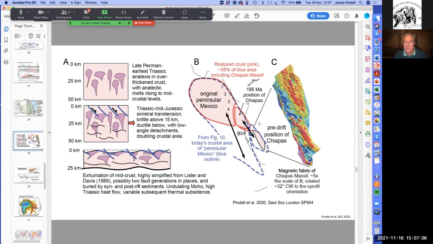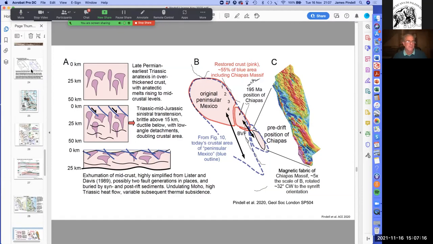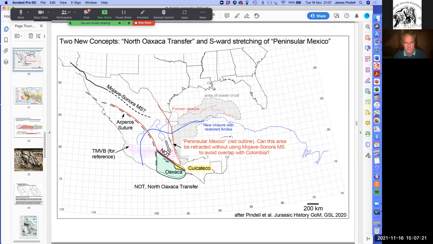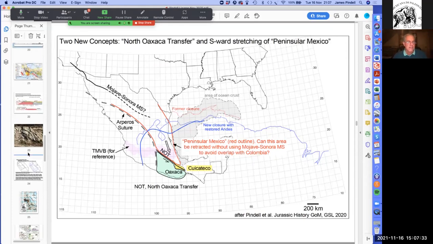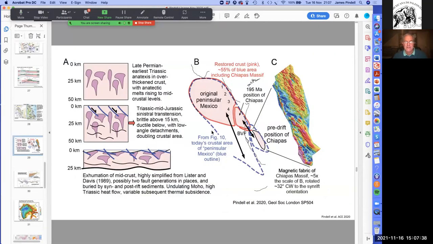Well, we're very lucky because what that lets us do is avoid the overlap with Colombia. So if we went back to this map, we can unstretch, or we can push all this crust back up into this area, and we can avoid the overlap with Colombia and Western Venezuela, okay? So that's why this is important. We have to be able to avoid that continental overlap, and this is one way to do it.